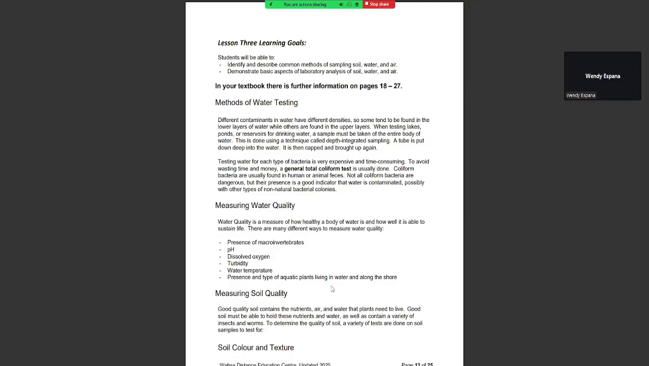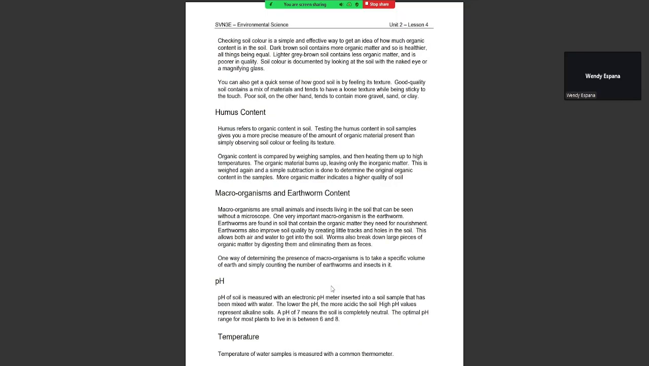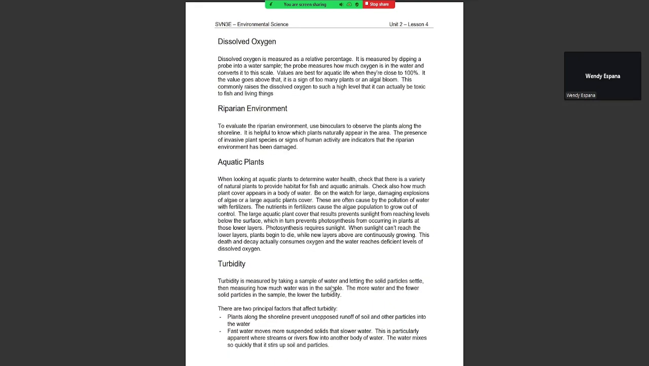You'll remember that we looked at color and texture, humus content, macroorganisms and earthworm content, pH, which I already explained, temperature, dissolved oxygen. The riparian environment means the environment on the shore of the lake, pond, or river, the presence of aquatic plants, turbidity, which we've gone over quite a bit, looking at if the water has got suspended particles. We know that that's the case if it's cloudy. And so that's something that we look at.